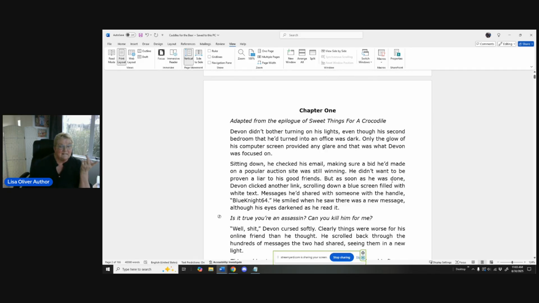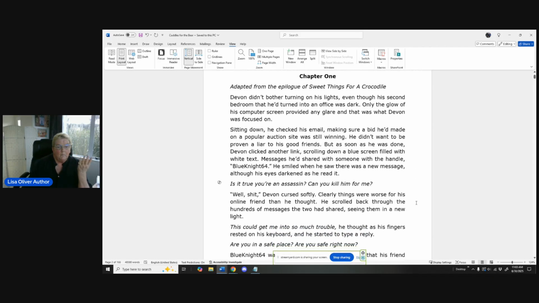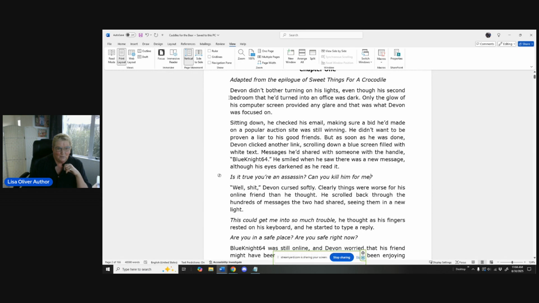Now, in this one, as I say, this was adapted from the epilogue of Sweet Things for the Crocodile. I didn't start with a line of dialogue. We're talking about a setting here. He didn't bother turning on his lights. The office was dark. There's the glow of a computer screen, and that's what Devon was focused on. He checked his email. He didn't want to be proven a liar to his friends, but as soon as he was done, he clicked another link, scrolling down a blue screen filled with white text.